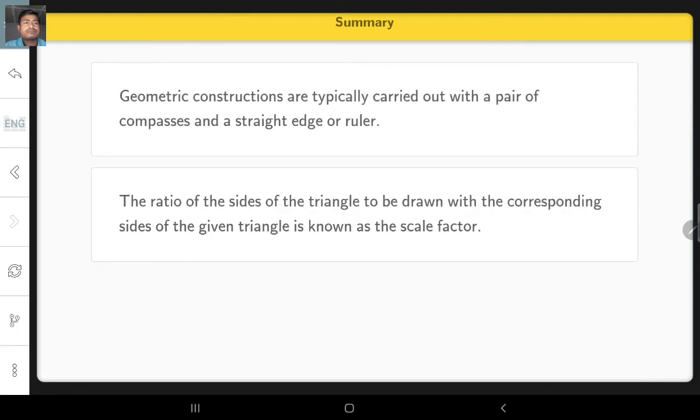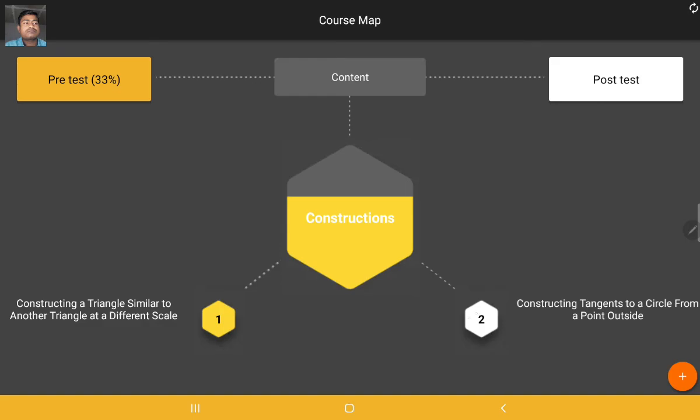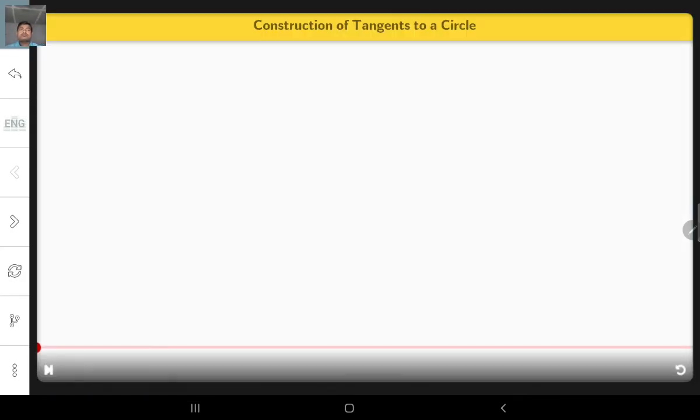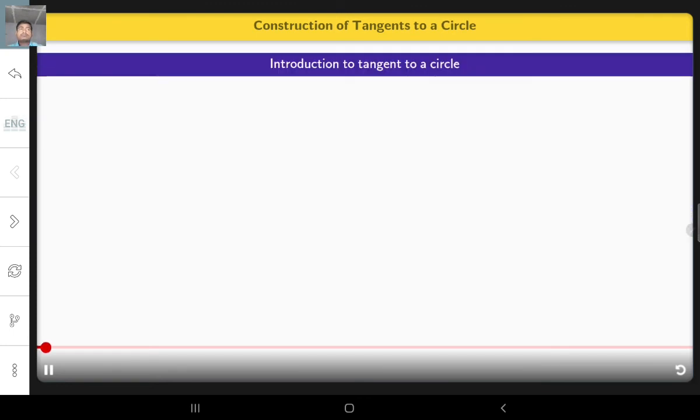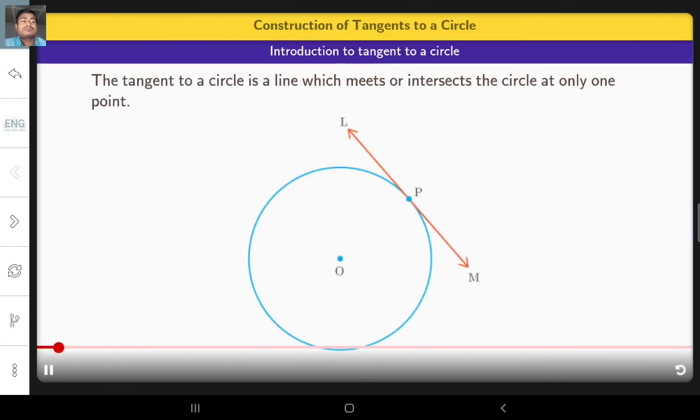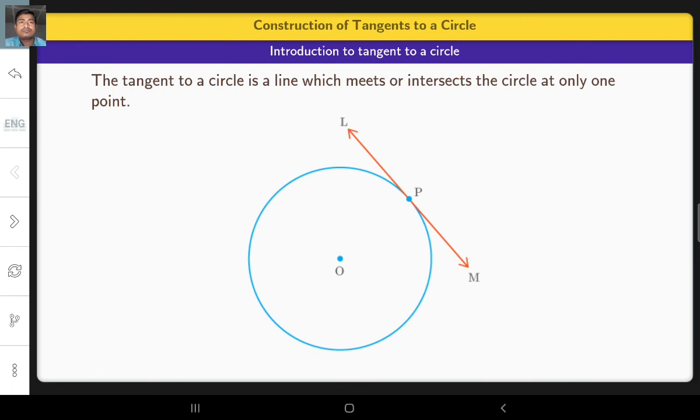Let's summarize what we have learnt in this topic. The tangent to a circle is a line which meets or intersects the circle at only one point. In this figure, LM is a tangent to the circle that touches the circle only at point P.